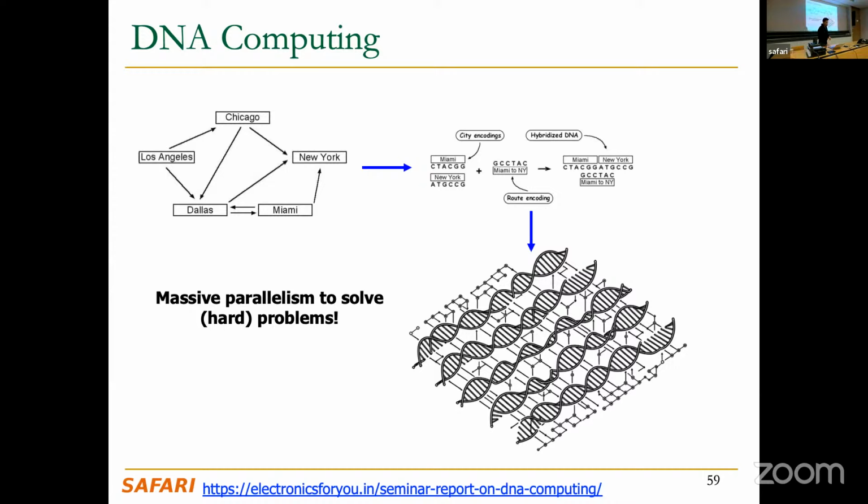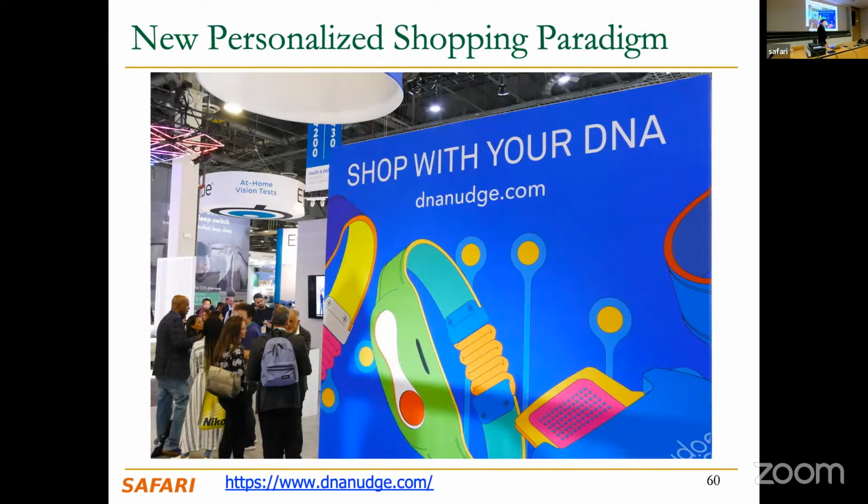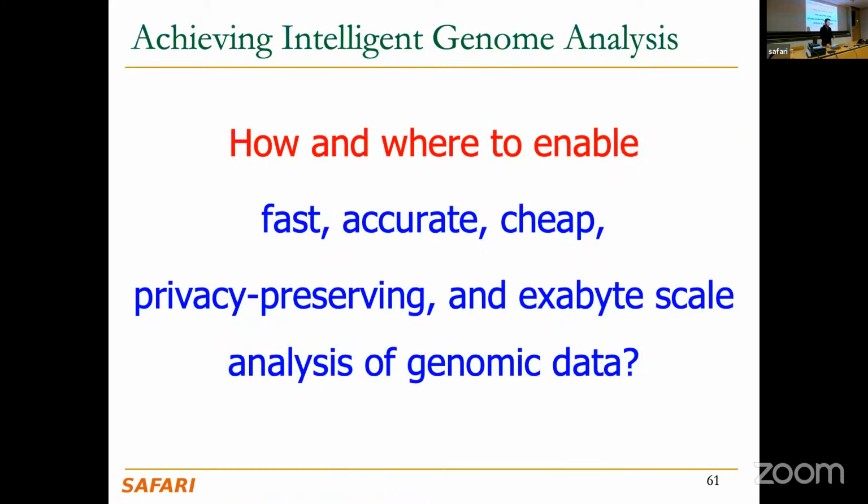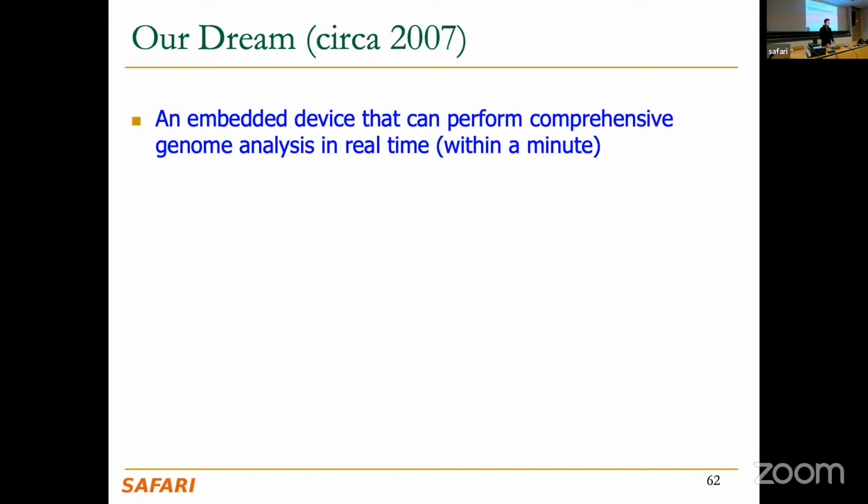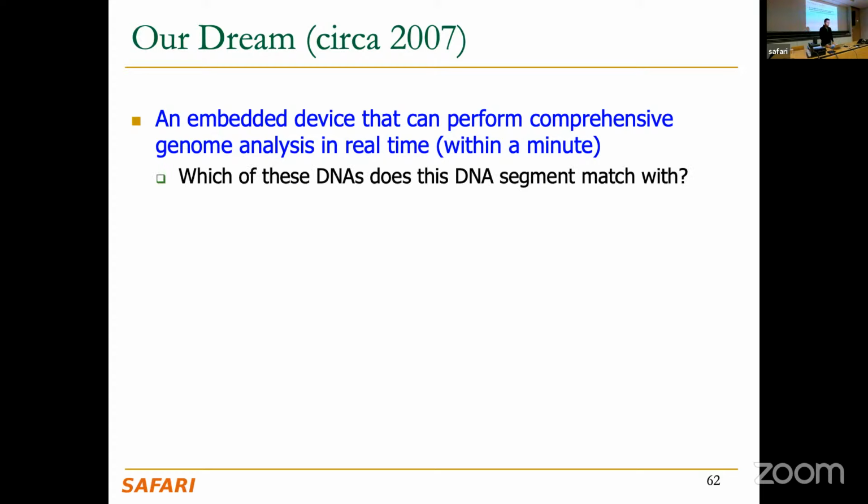There are also other applications, such as, for example, you can even use your DNA to do shopping. I guess then the real question is to know how and where to enable fast, accurate, cheap, privacy-preserving, and exabyte-scale analysis of genomic data to achieve intelligent genome analysis. This has been our dream over almost two decades. What we really want to achieve is to build an embedded device that can perform comprehensive genome analysis in real time, even within a minute, maybe within seconds, by answering important questions.